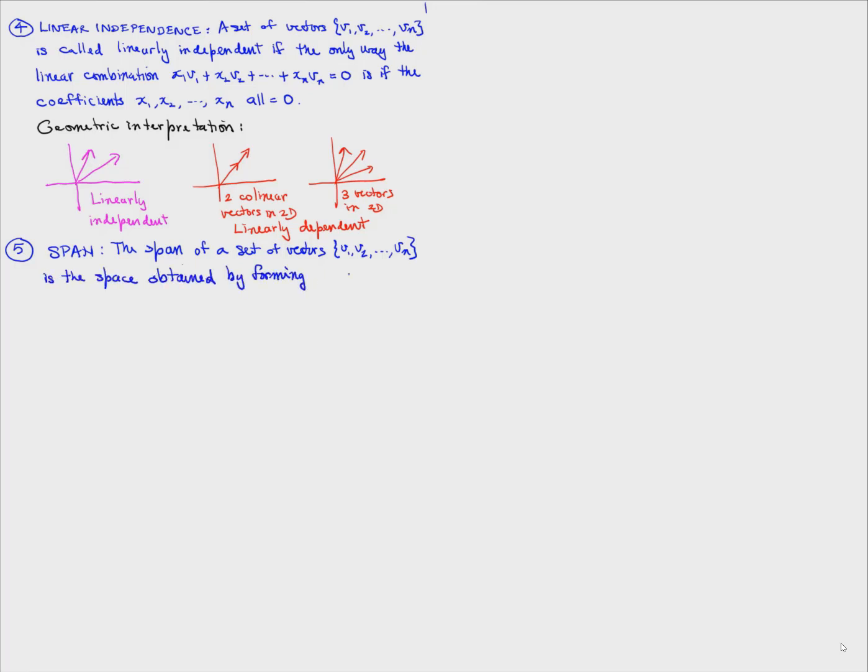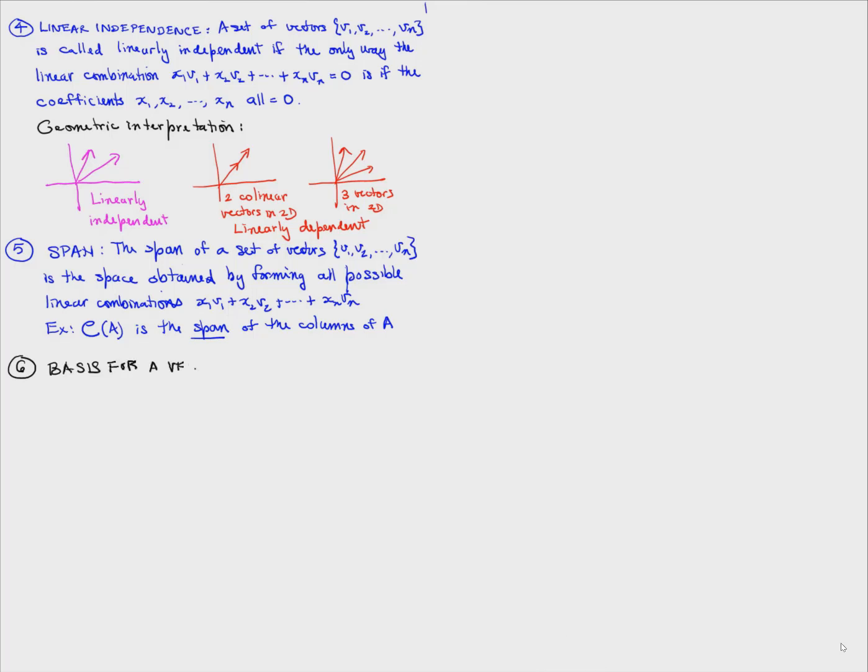The next concept is span. The span of a set of vectors v1, v2 to vn is the space obtained by forming all possible linear combinations x1 v1 plus x2 v2 and so on xn vn. So for example, the column space of a matrix A is the span of the columns of A.